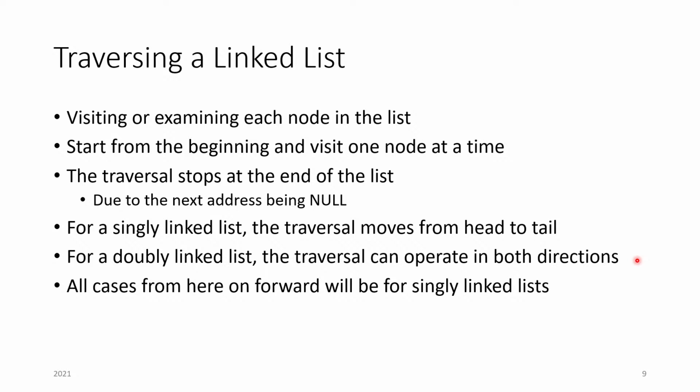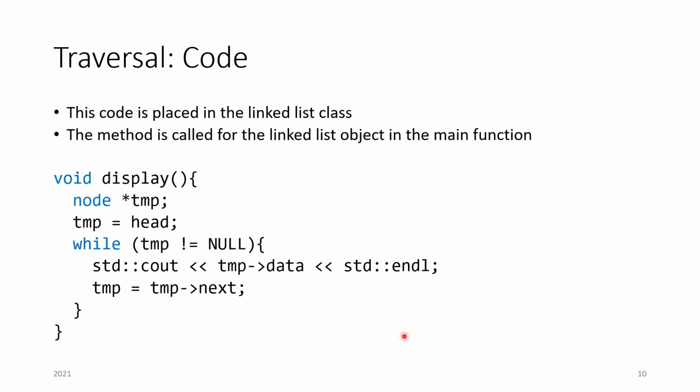In traversing the linked list, remember we need to visit each node in order. So what we end up doing is creating another node pointer to traverse the entire linked list and obtain the contents without modifying the contents of the linked list. Now for a singly linked list, when I drew that illustration, remember there's only one direction for the data flow, so it goes from head to tail. In the doubly linked list, it can actually go from head to tail and tail to head as a result. So all the cases from here on forward will be for singly linked lists.